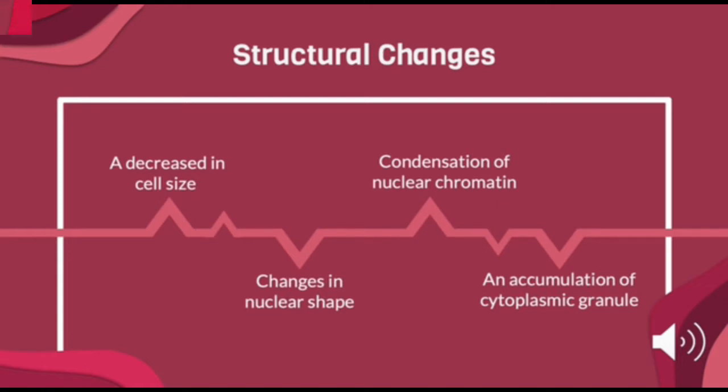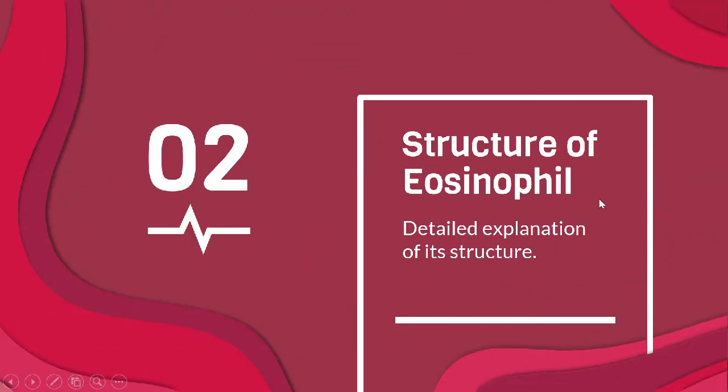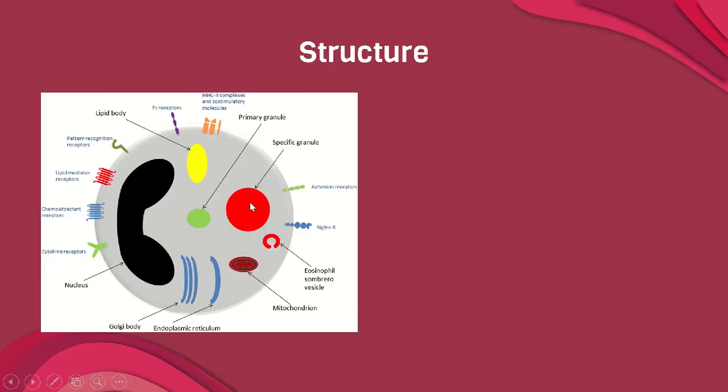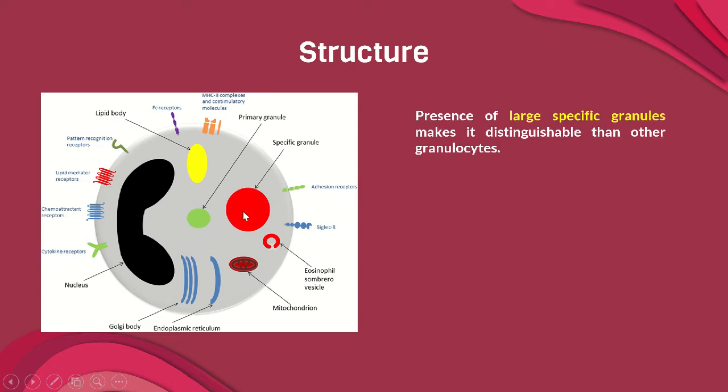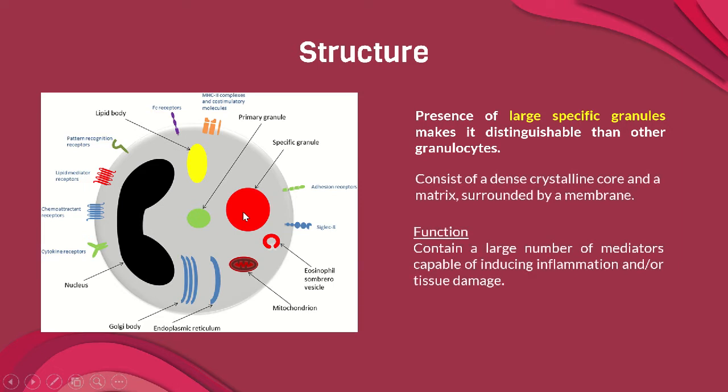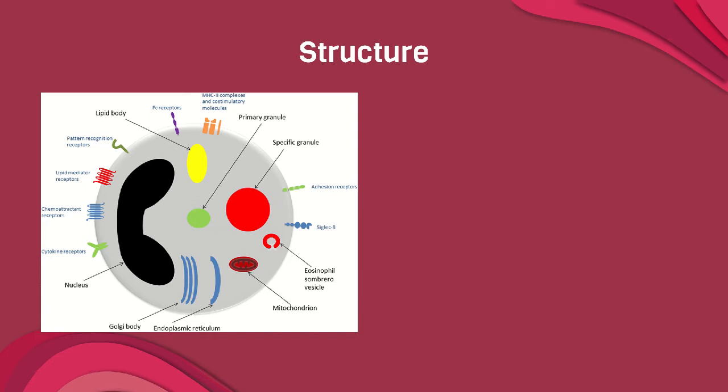I think that's all. As for the structure of the eosinophil, as you can see here, it has large specific granules, which make it more distinguishable than other granulocytes. It consists of a dense crystalline core and a matrix surrounded by a membrane. It contains a large number of mediators, which makes it capable of inducing inflammation.